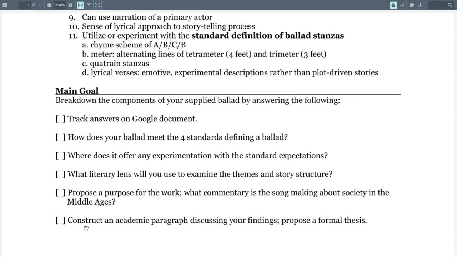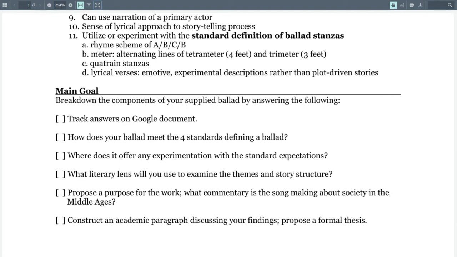Okay. Now, the end result, you're using an academic paragraph structure. So the essay will be at least 3 to 5 paragraphs. Okay. So you're having an academic paragraph breaking down your findings. So you have an intro, a body, a closure.